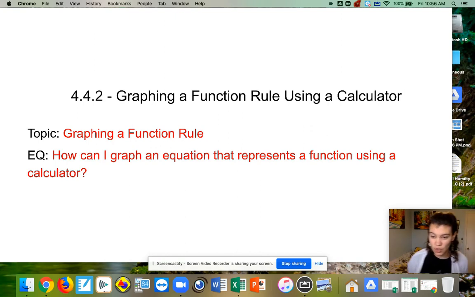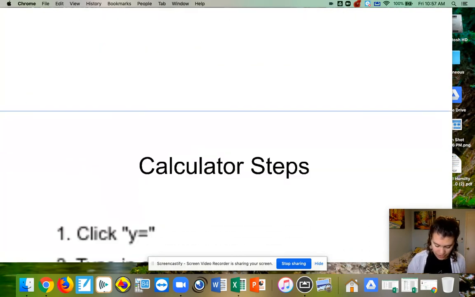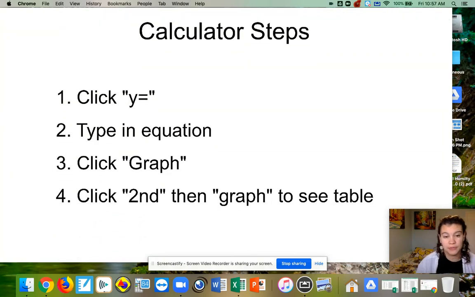All right, so today we're going to do a similar idea of what we did last time, but we're going to talk about how to use your calculator to graph a function instead of just doing it by hand. So here are the steps. You can take a screenshot, you can write them down. You want to hit y equals in your calculator, type whatever your equation is, and then hit graph. And then once you have that, if you need to write it down or put it somewhere, you can hit second and then graph, and you can see the table of all the values.